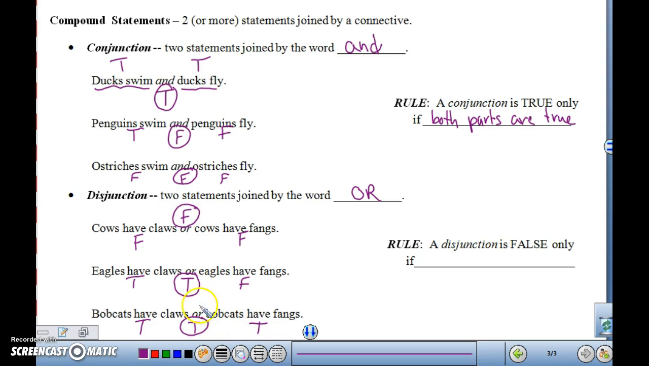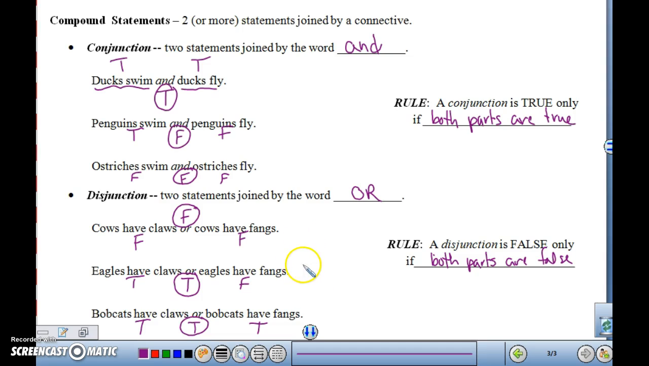So let's take a look at what we have here. The rule for a disjunction is false only if... well, when was the disjunction false? Both parts were false. If you have even one true, then the disjunction is true. So, an and statement has to have both parts be true to be true. An or statement, or disjunction, has to have both parts be false to be false, otherwise it's true.